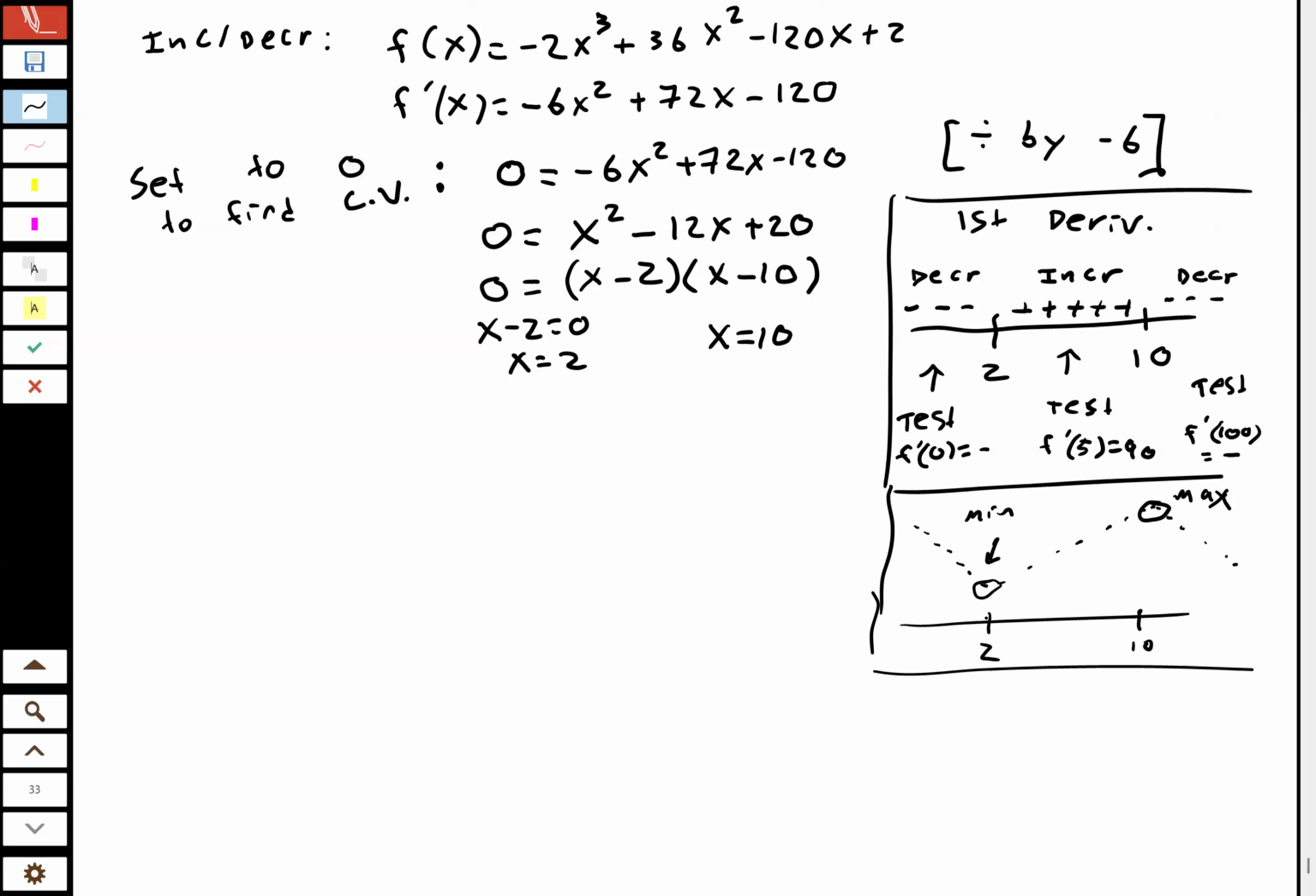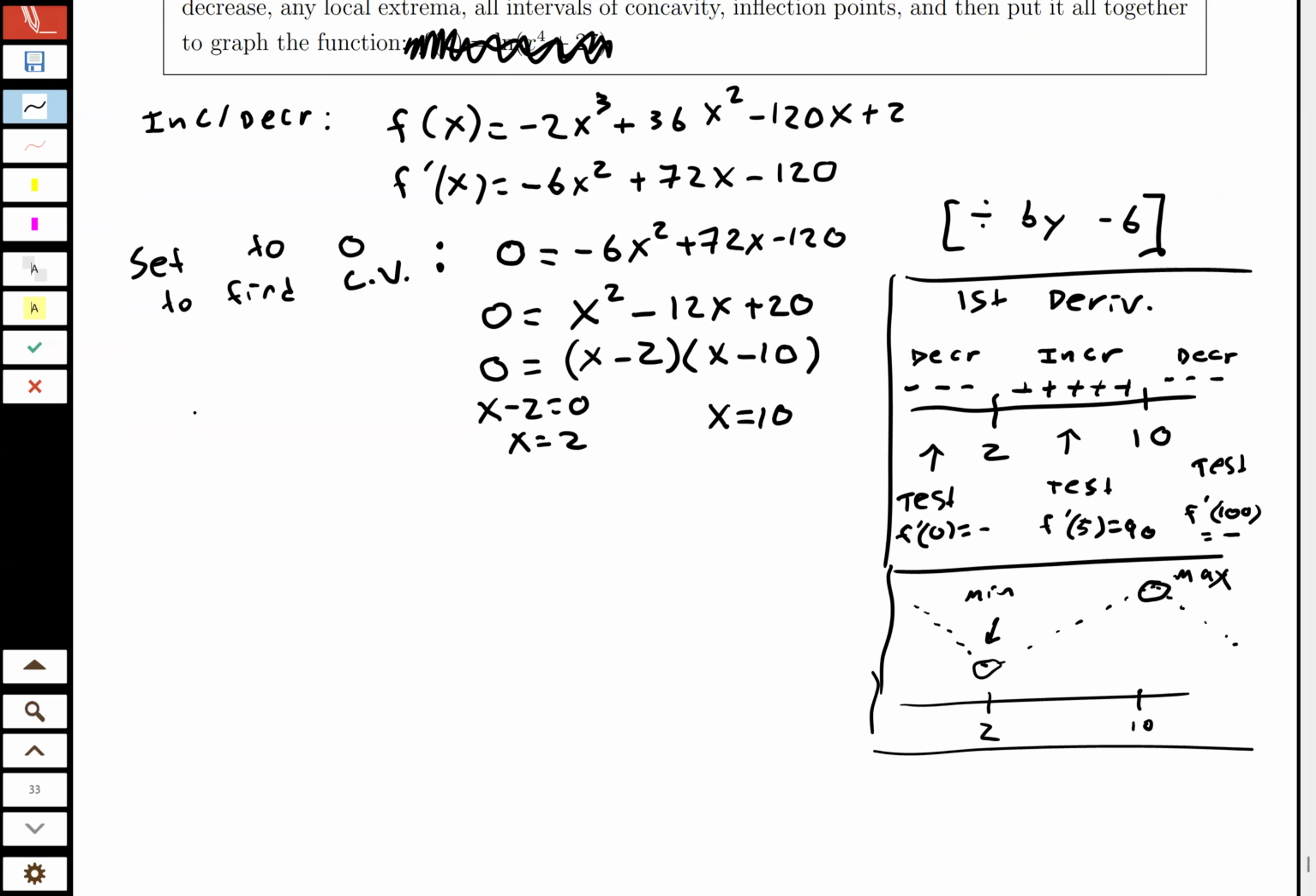I already have an idea of what this graph is starting to look like with increasing and decreasing. Let's write out those intervals exactly. So it is increasing from 2 to 10, and it is decreasing from negative infinity to 2 and from 10 to infinity.